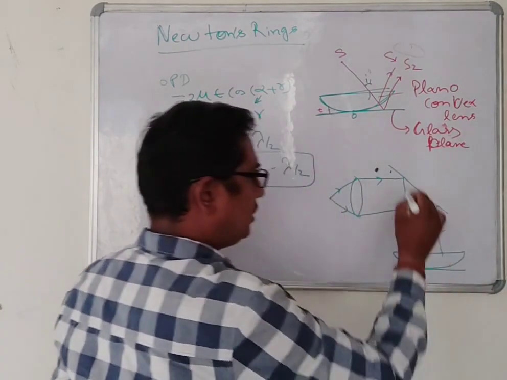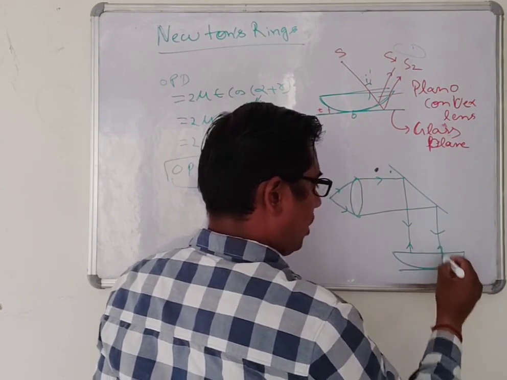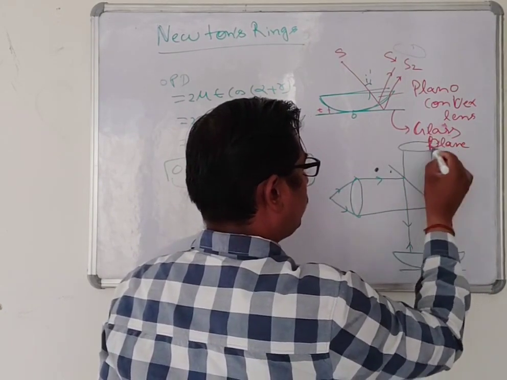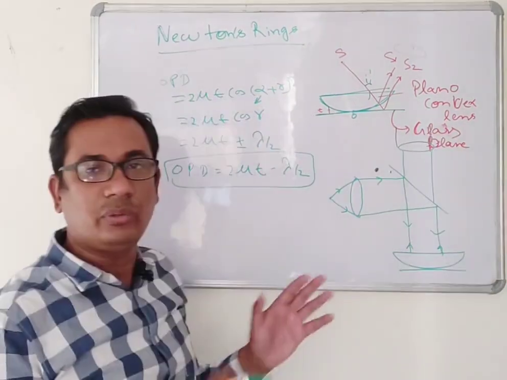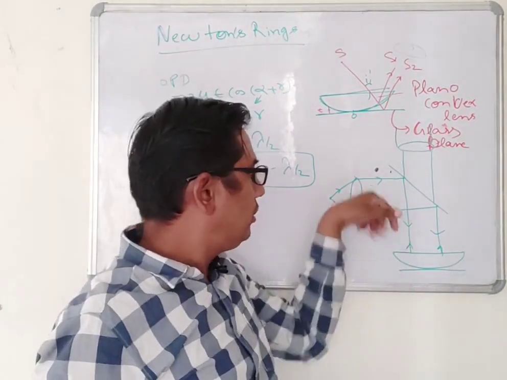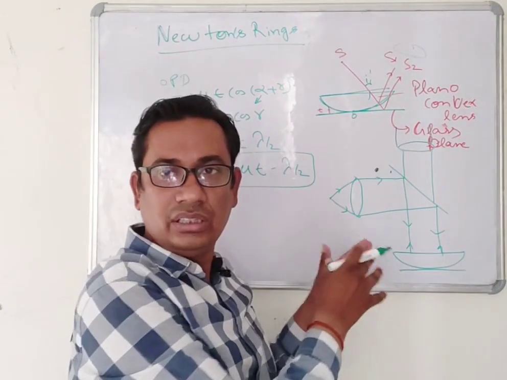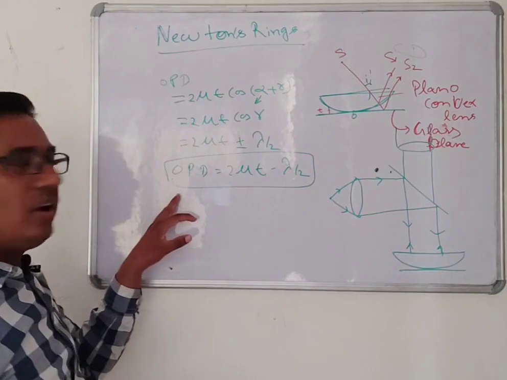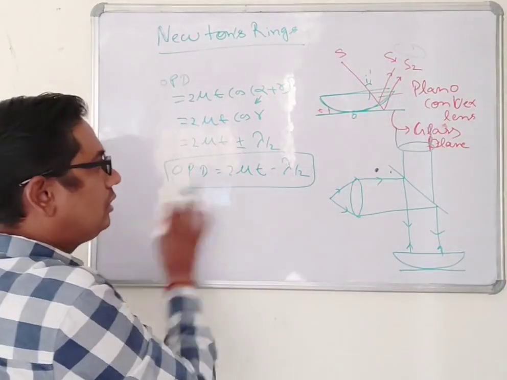Here you can see that this light is reflected from the upper and lower surface, and you will observe through the traveling microscope. Here you will observe the fringes like that. This is the arrangement, so you can easily get the normal incident in this case. Now these are the optical path differences of the two rays in the case of normal incident.